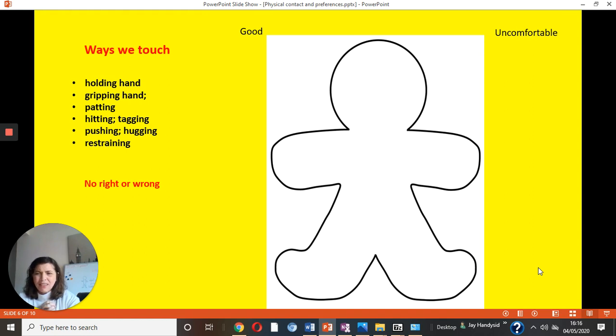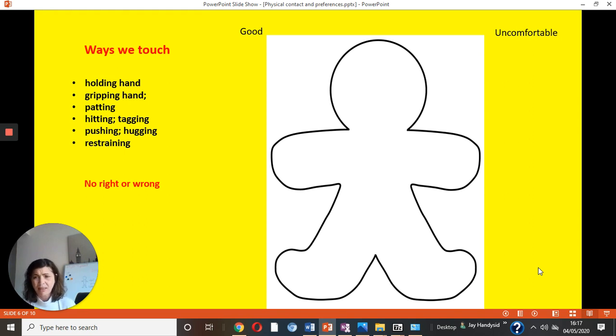Sometimes we don't like touches at all. We know that hitting and pushing can be really, really hurtful. Sometimes when we tag too harsh, that can be really hurtful too. And restraining, what I mean by restraining is when someone's holding you back. That's a touch that we may or may not like.